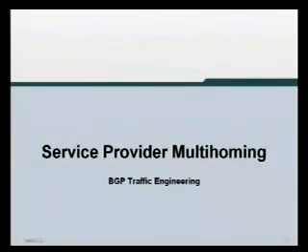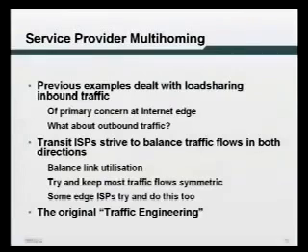Service provider multi-homing, or the subtitle I've called it, BGP traffic engineering. The previous example really only dealt with load sharing of inbound traffic. So this is what ISPs at the edge of the internet cared about. But if you're not really at the edge of the internet, or maybe you're a content provider and you've got more outbound traffic than you have inbound traffic, what do you do about that? Because maybe nearest exit is not good enough.